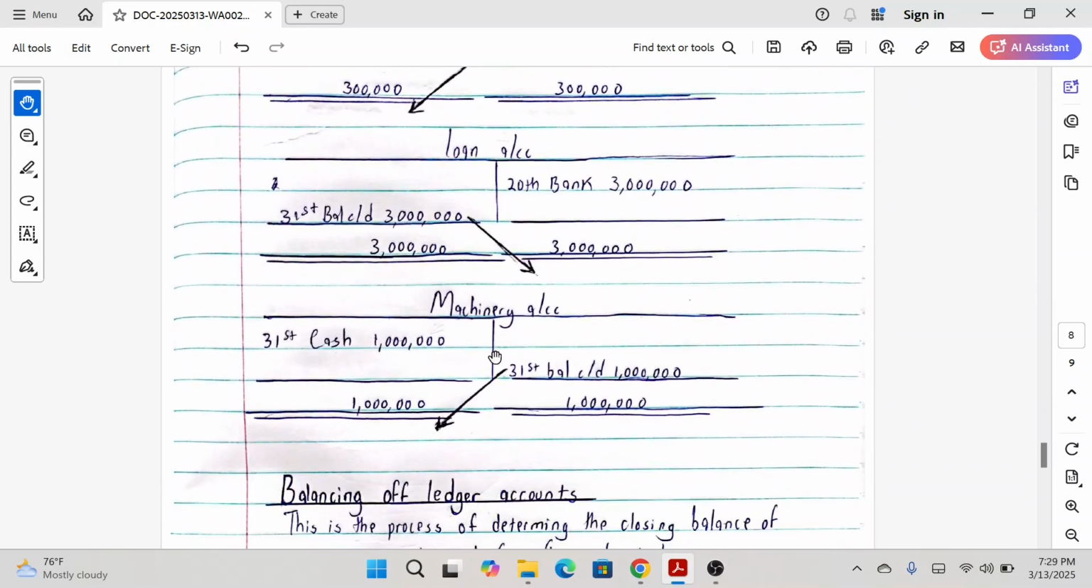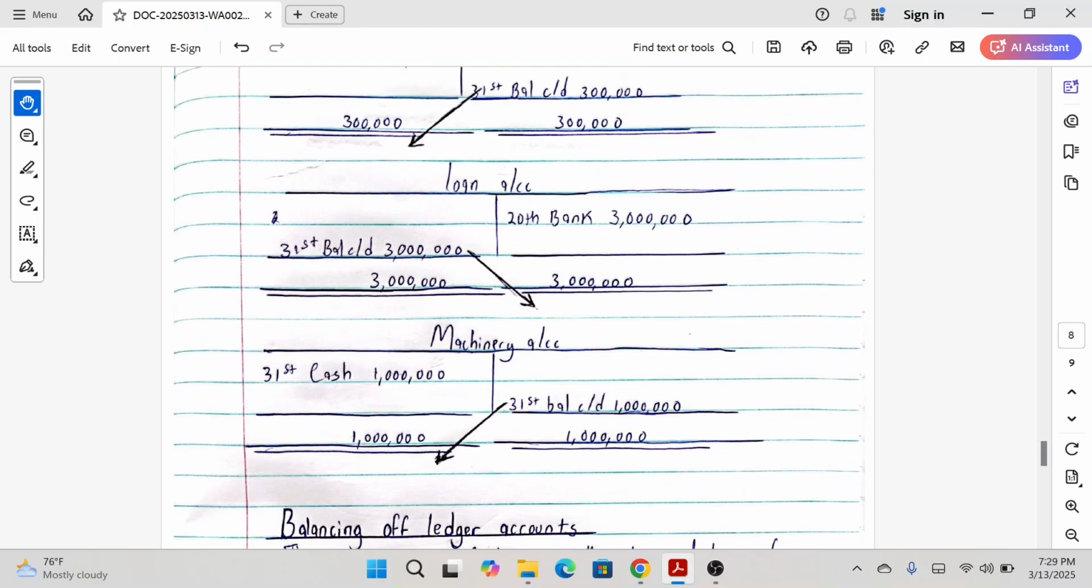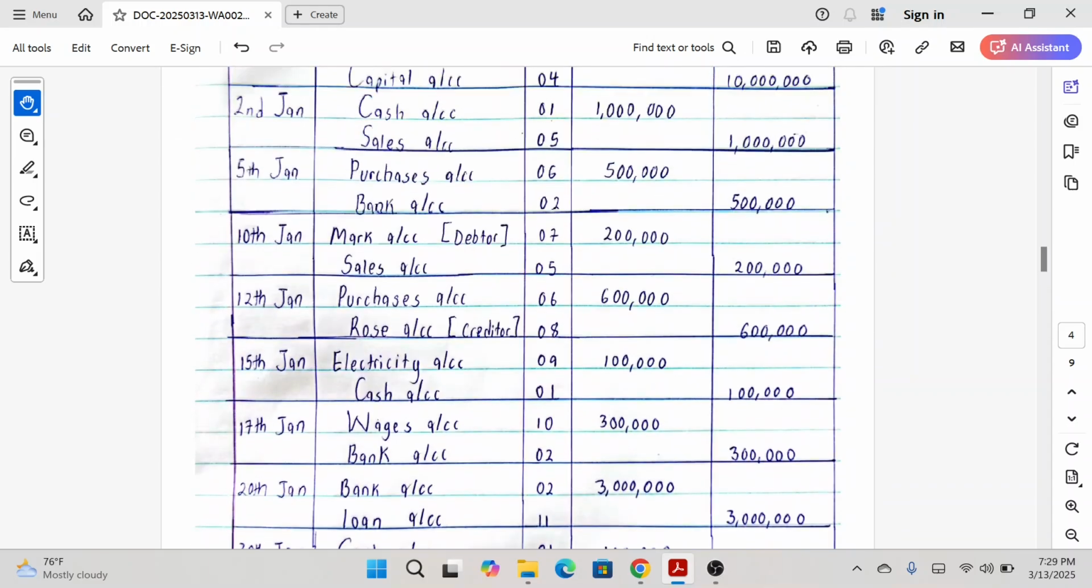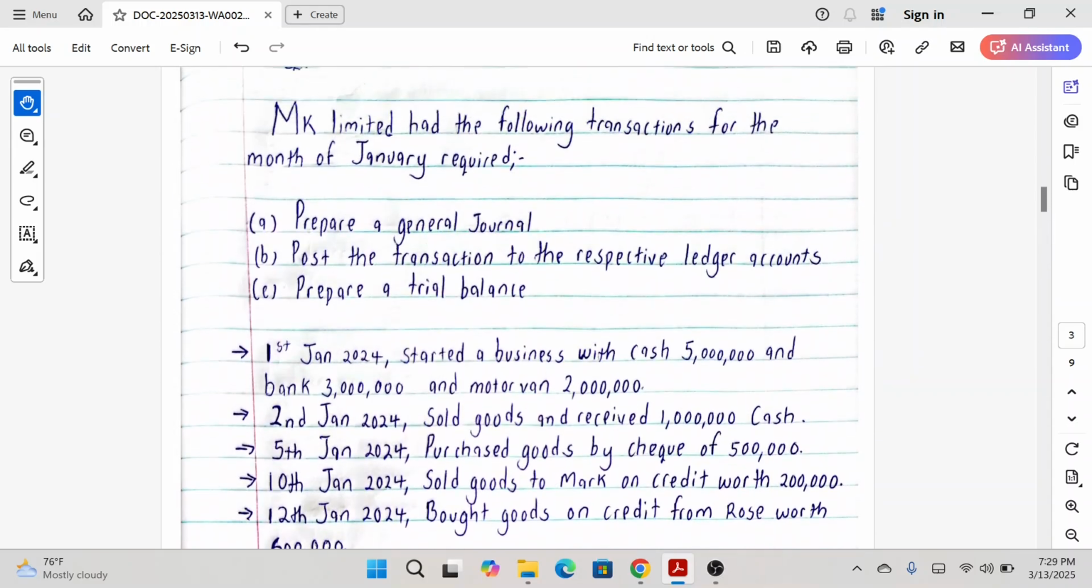Debit side of machinery, call it 31st cash 1 million, and then the difference is the balancing figure, which is 1 million, which you're going to call balance carried down. Balance is off with 1 million, 1 million. So I've also balanced off that account. So meaning you have also completed question B, posting the transaction to the respective ledger. So you have balanced off all those ledger accounts.